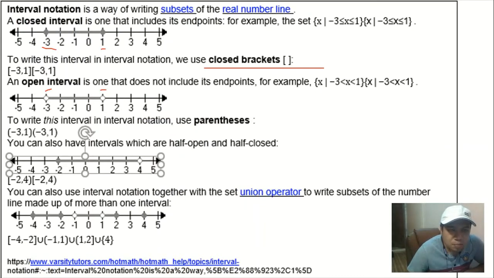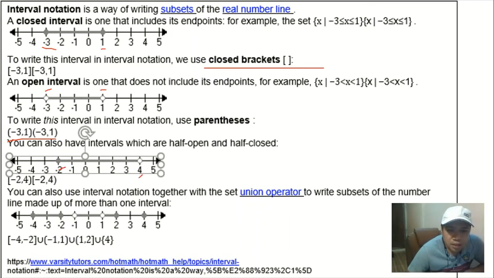Ito shaded, ibig sabihin part yung negative 3. Ito not shaded, ibig sabihin hindi kasama yung negative 3. That is why, with that, we will be using the parentheses. Parentheses negative 3, comma 1. And finally, in this example naman, half open and half closed siya. So, pwedeng nasa kaliwa or nasa kanan yung parenthesis. Then sa kabila is close bracket. So, posibleng kasama yung negative 2, then yung positive 4 is hindi kasama.